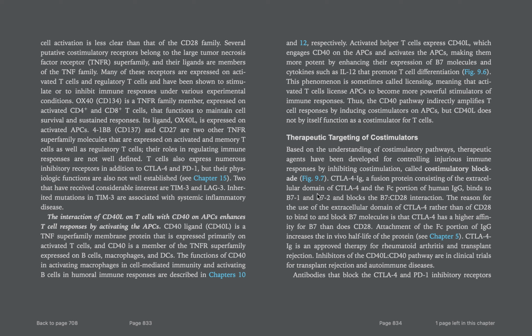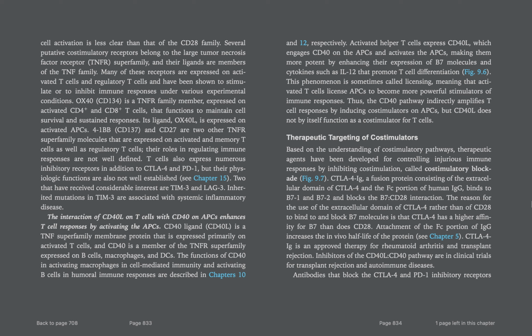Therapeutic targeting of costimulators. Based on the understanding of costimulatory pathways, therapeutic agents have been developed for controlling injurious immune responses by inhibiting costimulation, called costimulatory blockade. CTLA4-Ig, a fusion protein consisting of the extracellular domain of CTLA4 and the Fc portion of human IgG, binds to B7-1 and B7-2 and blocks the B7-CD28 interaction.